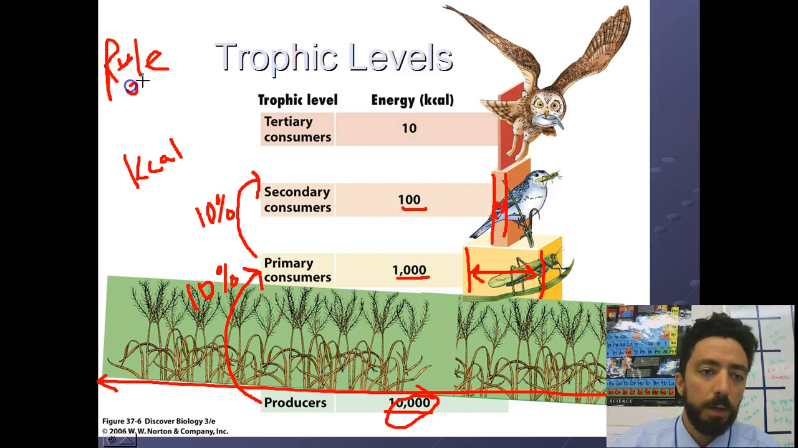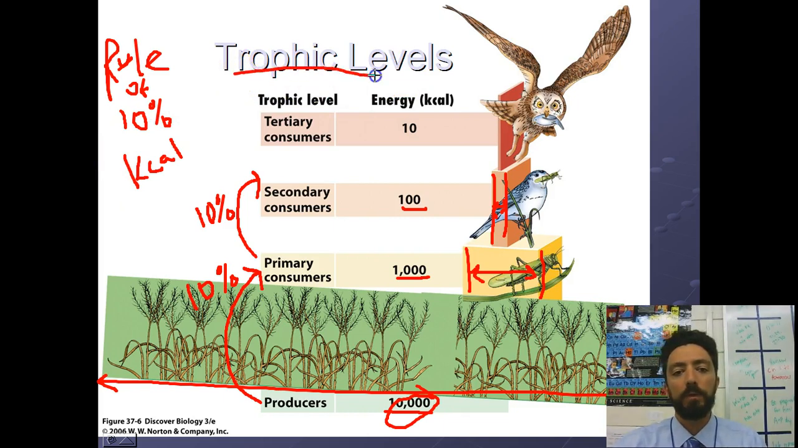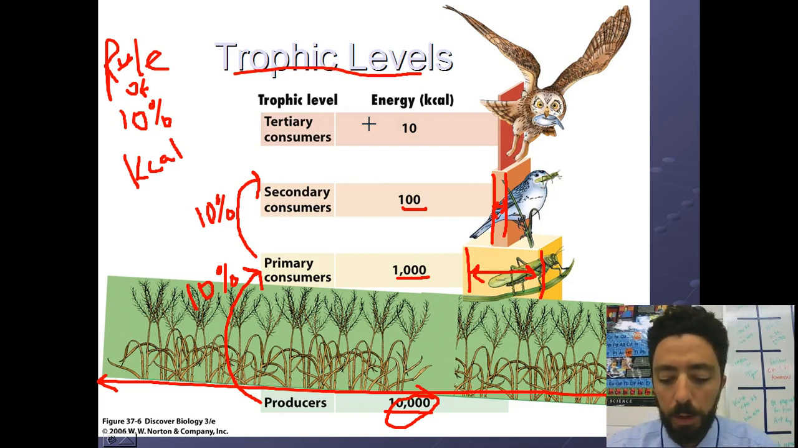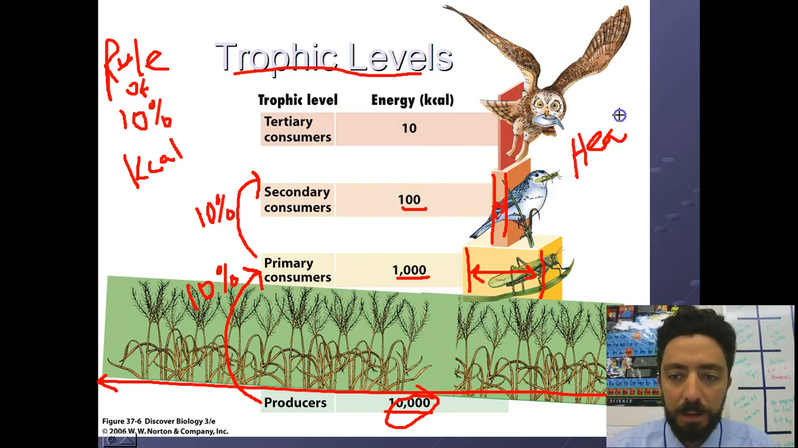So what we have in ecology here is what's called the rule of 10%. The rule of 10% says that at each energy level, or at each trophic level in an ecosystem, only 10% of the energy that was available before is available. And ecosystems are very efficient when it comes to energy transfers. That's why we have the 10% rule. The other 90% of the energy is lost as heat, and that heat cannot be used again, right? It's never gained back into the ecosystem. This is lost to the atmosphere in energy.